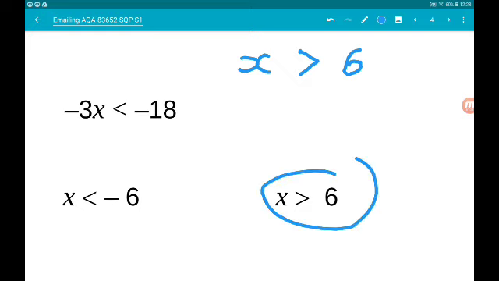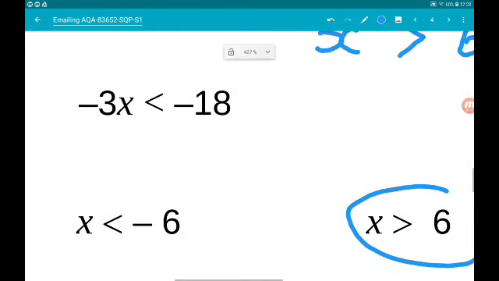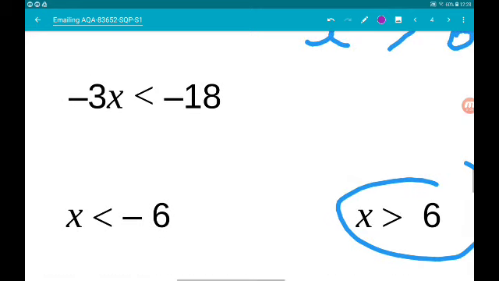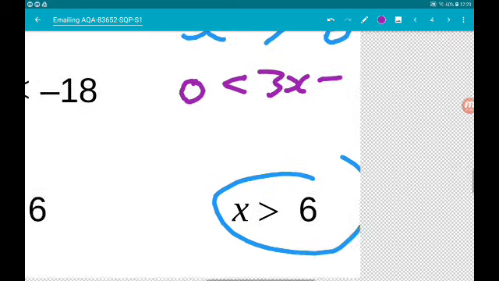So another way to think about that is, let's add 3x to both sides first. So we would get 0 is less than 3x minus 18.